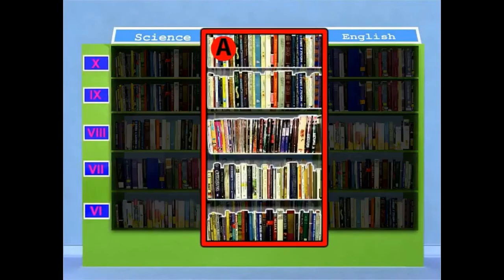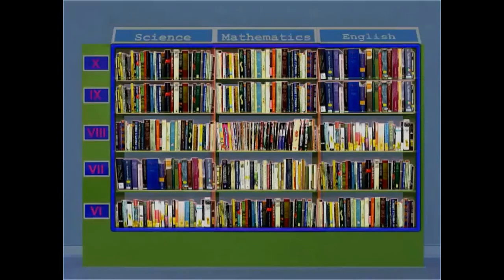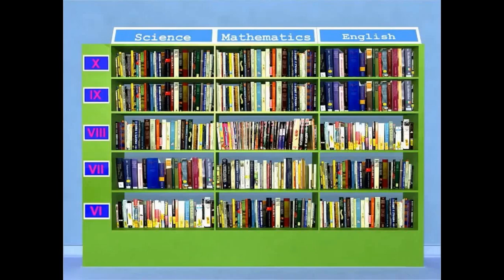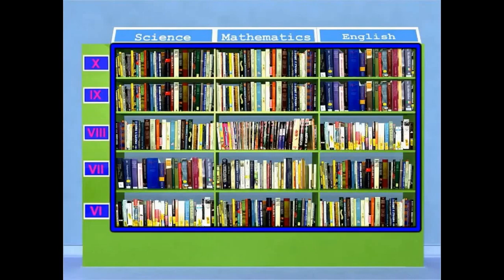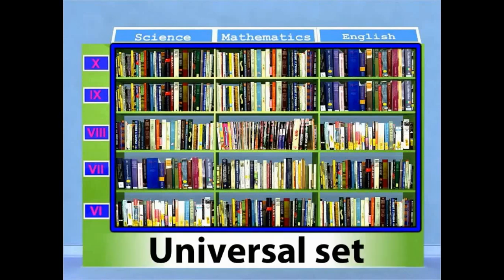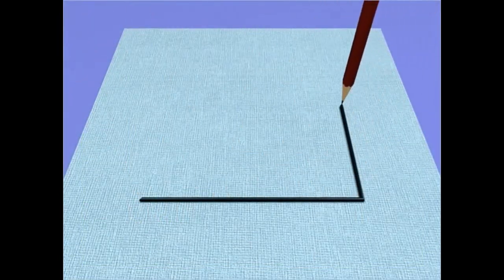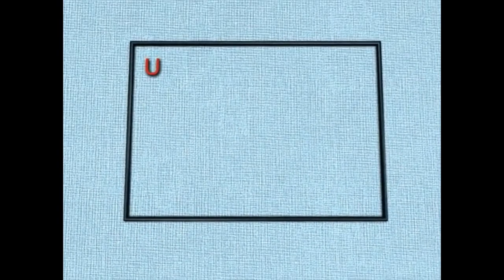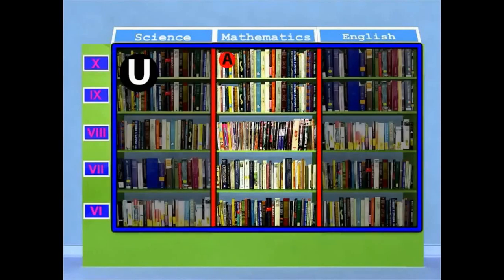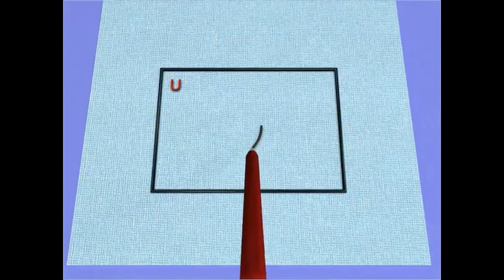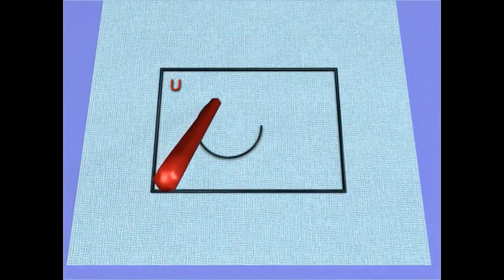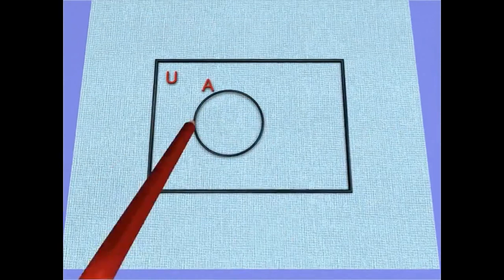The set of all the mathematics books in the library is contained in the set of all the books in the library. Here, the set of all the books in the library can be seen as a universal set U. Draw a rectangle to represent the universal set U. Since set A is contained in set U, draw a circle within a rectangle to show set A.